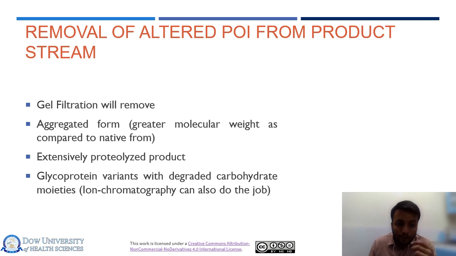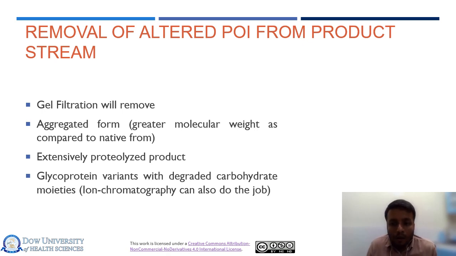aggregated form of the protein of interest. Because the aggregated form has a greater molecular weight when compared to the normal form or the native form, it can be separated using simple gel filtration. Also, another impurity that can be removed by gel filtration is the extensively proteolyzed protein. As we know, proteolysis can lead to the formation of smaller protein fragments, which can be separated from the protein of interest using gel filtration.